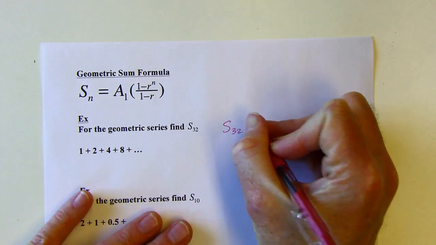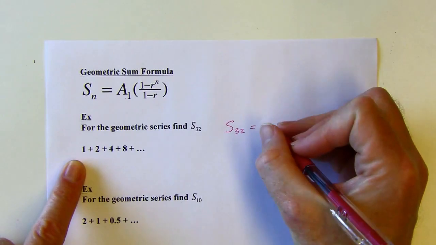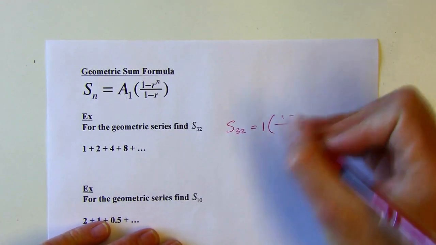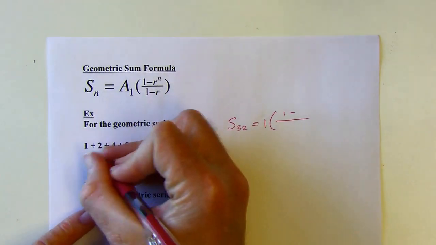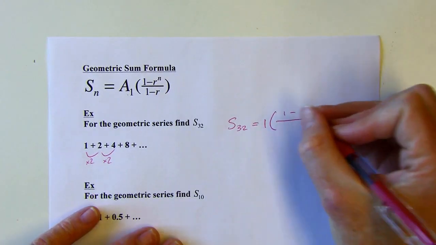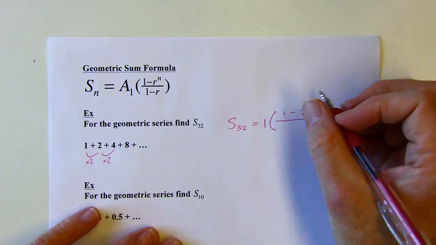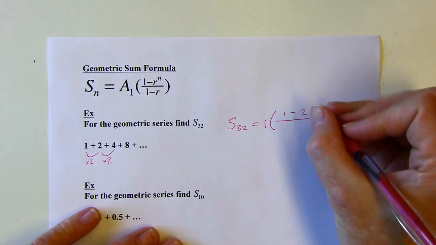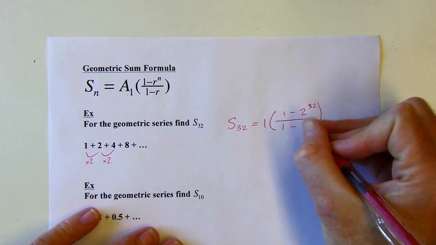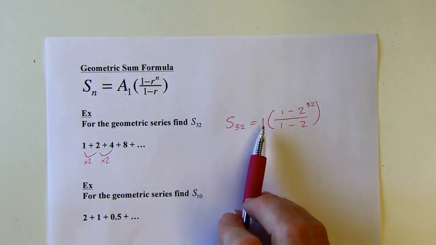So up here, I've got s sub 32. The first term, that's a sub 1. That's just 1, okay? And then I've got my fraction. So the ratio, I need to find the ratio. Well, that's pretty easy here. I'm multiplying by 2, right, to get from term to term. Okay, and then n is going to be the number of terms. That's the 32. And then 1 minus my ratio as my denominator. A lot of times I see people put a 32 there because that's what we did with the arithmetic sum. But this is the first term, not the number of terms.